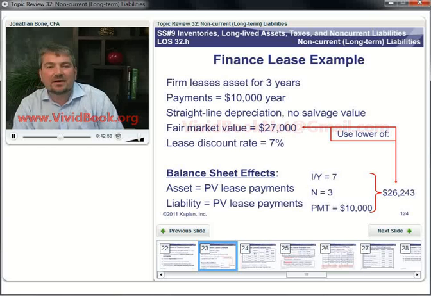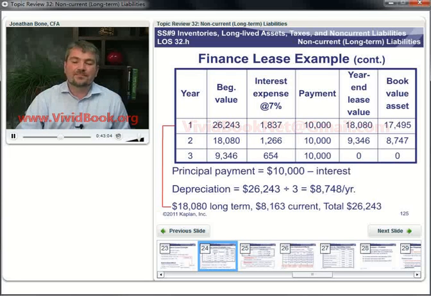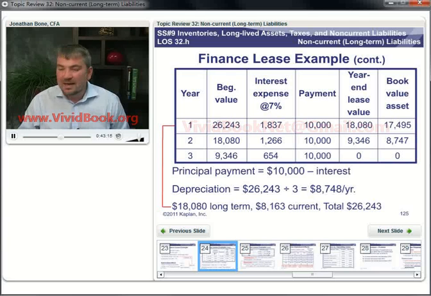So let's have a look at our liability. So there you go. There's our liability at the beginning of year 1, recorded at 26,243. We then charge interest on that liability by taking the opening liability, 26,243, and using the discount rate used to calculate it, which was 7%, and that gives us 1,837. We've then got a payment at the end of the year of 10,000.